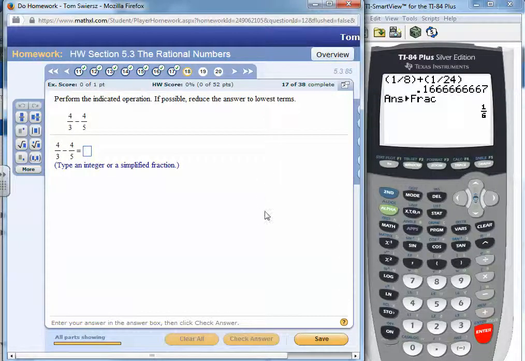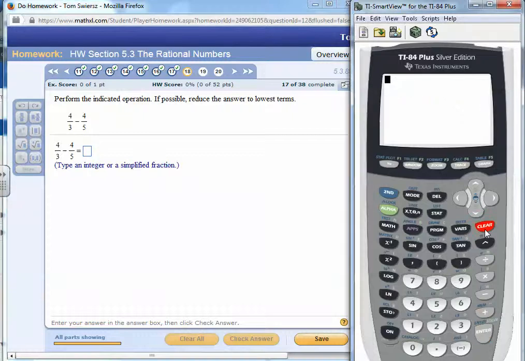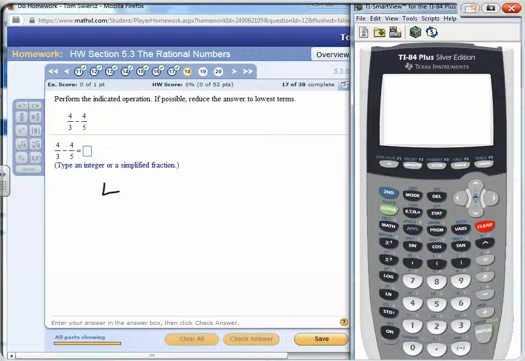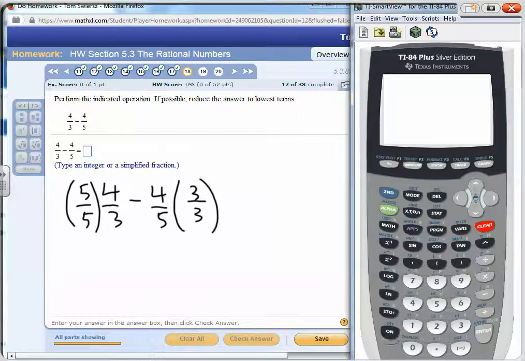All right, 4/3 minus 4/5. Again, pencil and paper, common denominator. Nothing's common among the 3 and 5, so the least common multiple would be 3 times 5, or denominator 15. So we'll multiply this one by 5/5, this one by 3/3. 5 times 3 is 15.